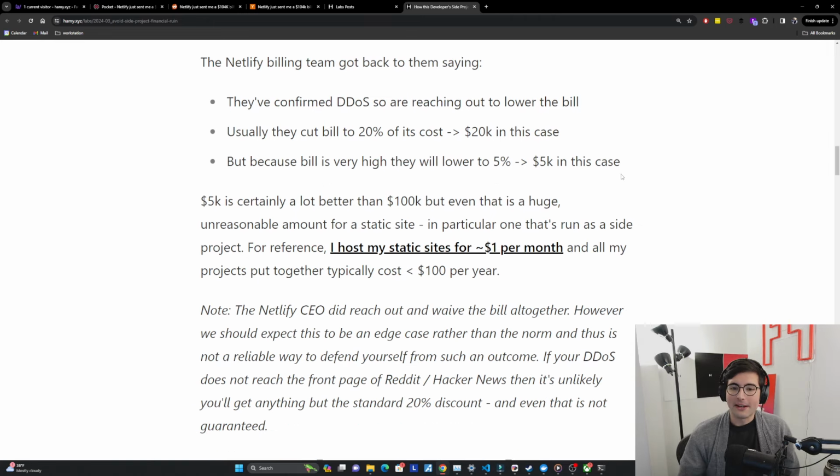Now, I want to point out that $5,000 is certainly a lot better than $100,000, and most cloud services probably will not give you this deal. 5% actually seems like a pretty good deal on the surface. Of course, we'll talk about how good that deal is a little bit later.